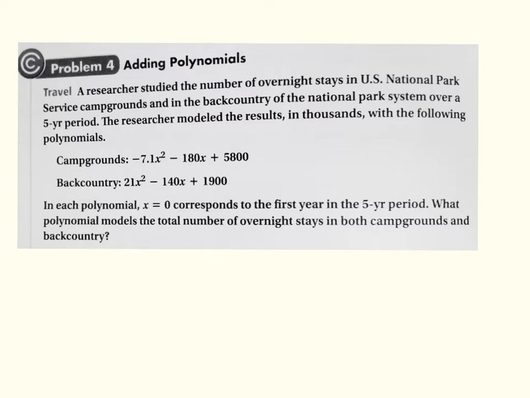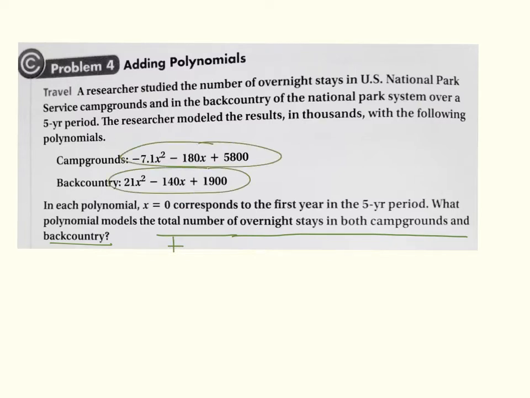So really all you need to know is this part. Total number of overnight stays in both this and this. So total means to add this plus this. And I'm going to show you two ways to do it. The first way is horizontally, and that is where you write both polynomials side by side. Let me get a bigger pen.